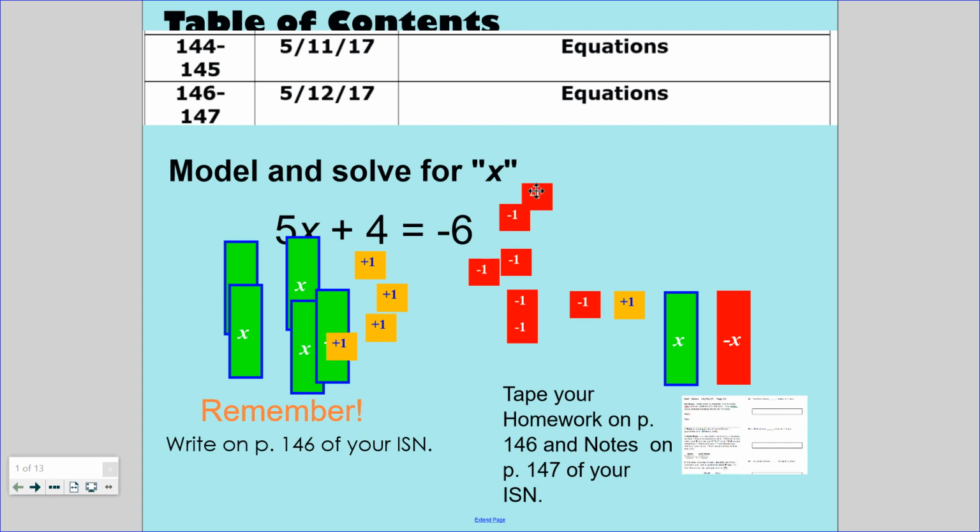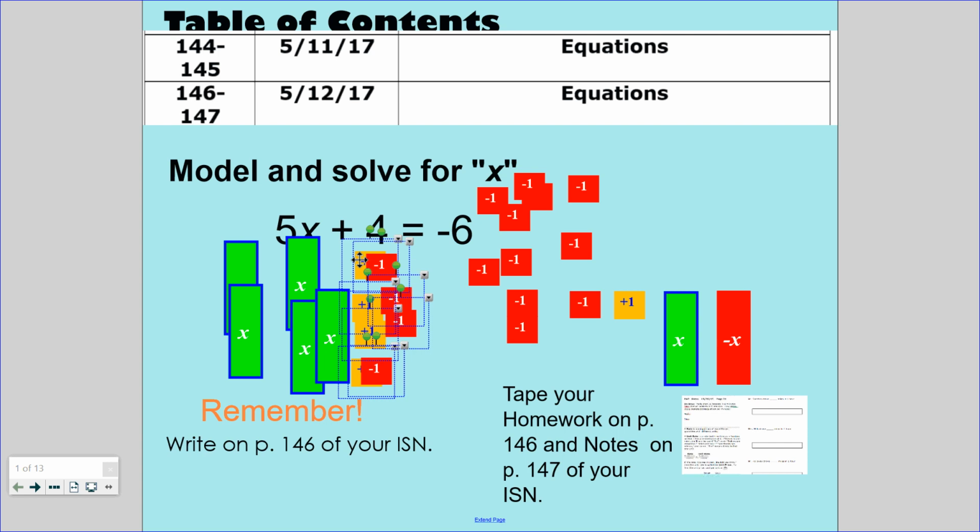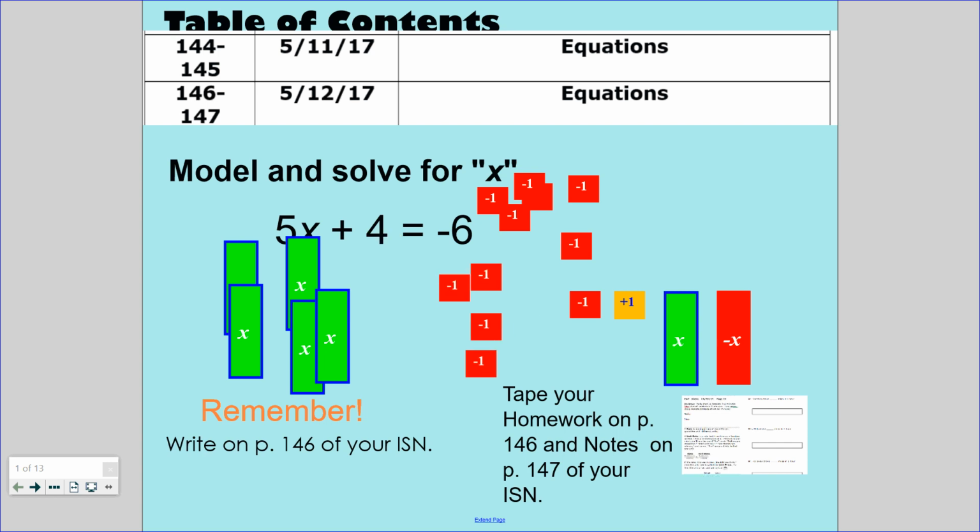So I need to isolate x. What's the inverse operation of plus 4? Minus 4. Don't forget to balance it on the other side. 1, 2, 3, 4. These 0 pairs out. And so we are left with 1, 2, 3, 4, 5, 6, 7, 8, 9, 10.